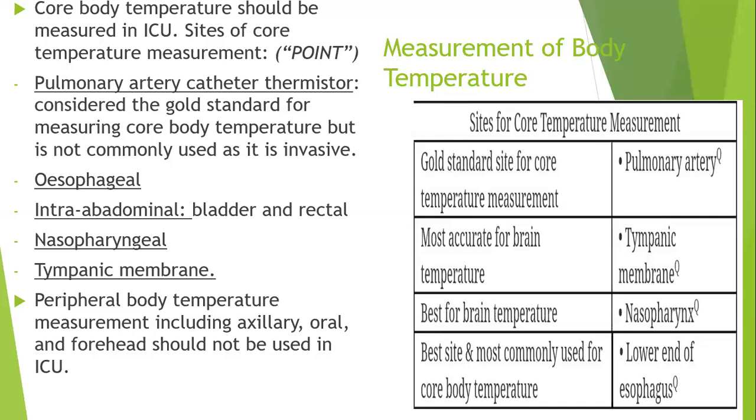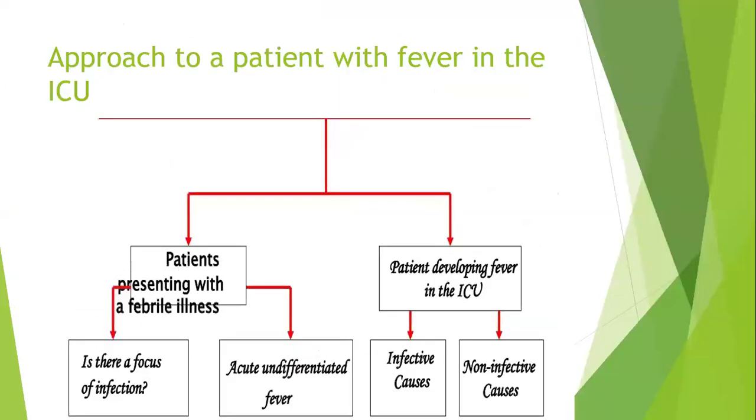Nasopharyngeal and tympanic membrane are the other sites where core temperature may be measured. So just remember points. If you can get your pulmonary artery catheter thermistor, especially when a lot of people do not even pass pulmonary artery catheters, you may want to use nasopharyngeal, tympanic membrane, or even the lower end of the esophagus. So core temperature measurement should be the go-to in measuring and monitoring temperature in our ICU patient.